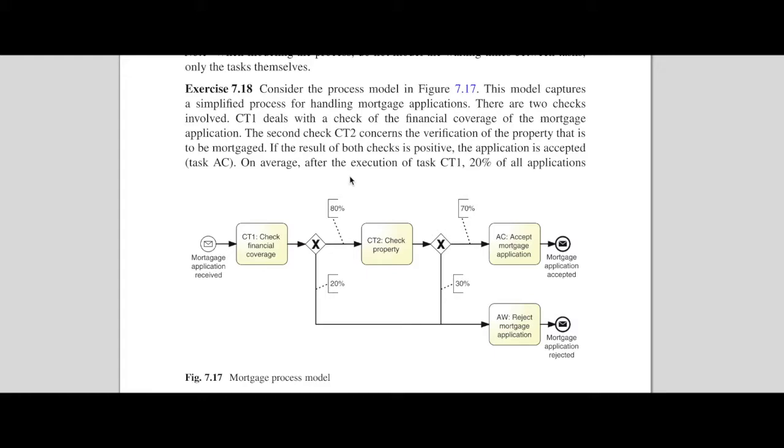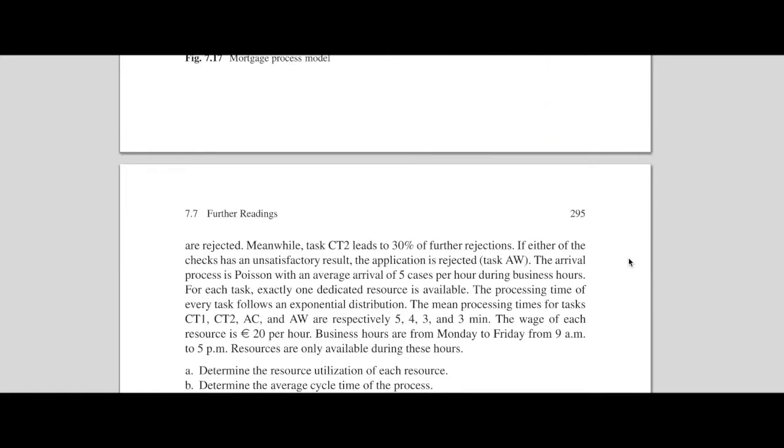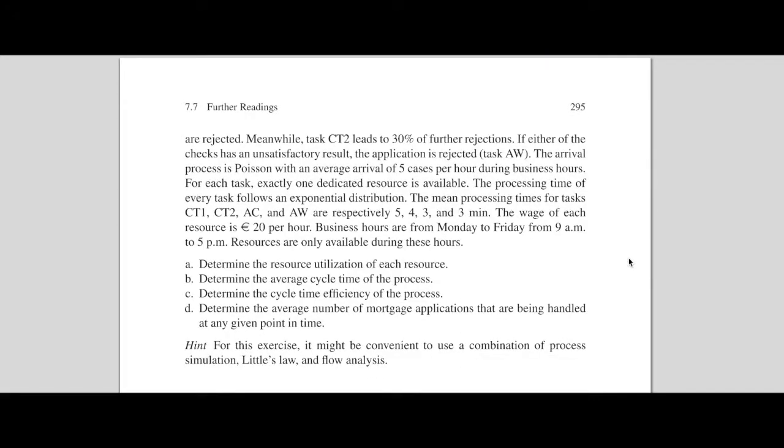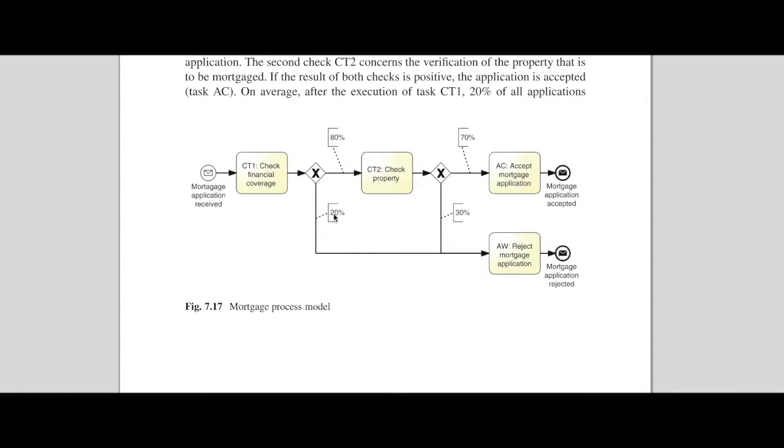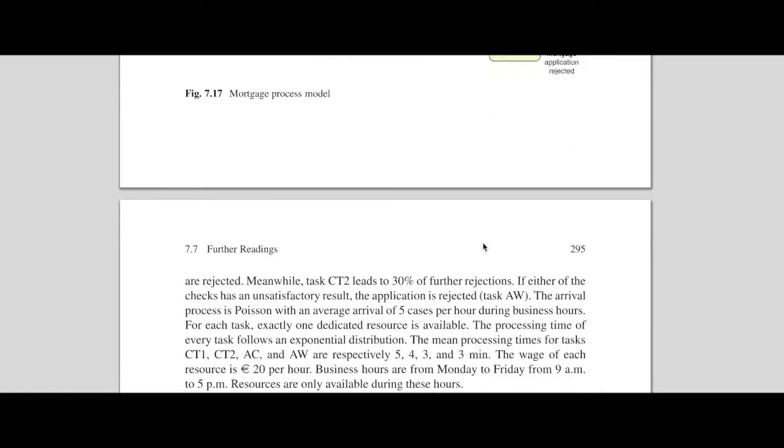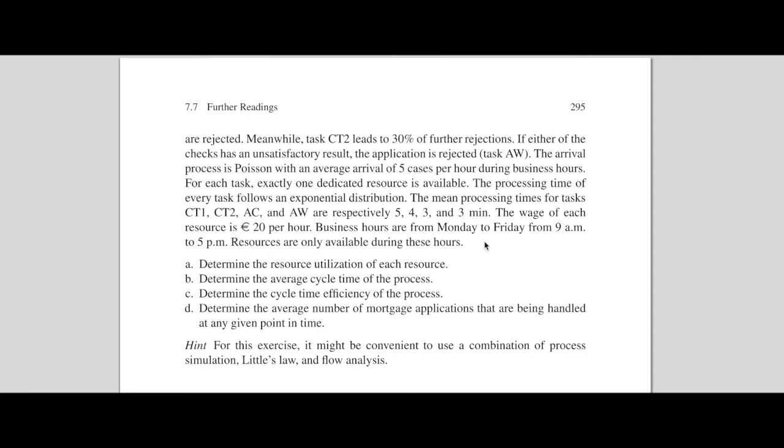On average, after the execution of a task CT1, 20% of all applications are rejected. Meanwhile, task CT2 leads to 30% of further rejections. So 20% are rejected from CT1 and CT2 leads to further 30% rejections. If either of the checks has an unsatisfactory result, the application is rejected, task AW.